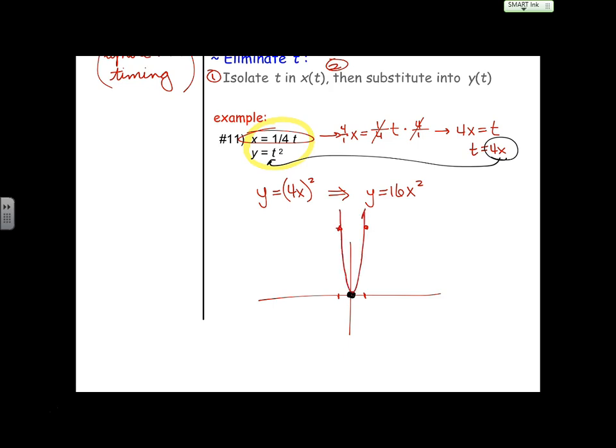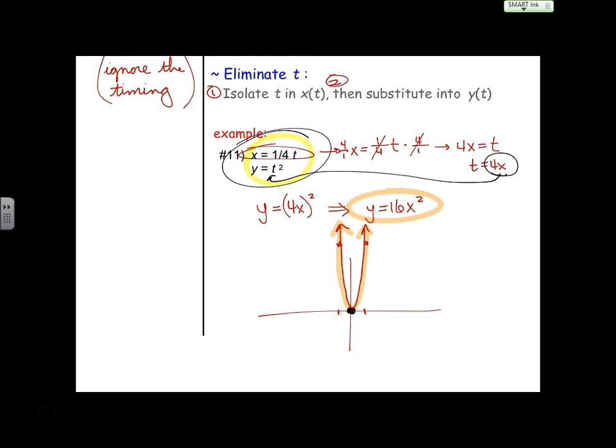Now question, kiddos, if we just stick to that rectangular, can we show the timing and the orientation? No. We can just show the path. If we want to know the timing and the orientation, what are we going to have to do? Go back to the parametric and figure it out. But it's a lot easier to graph y equals 16x squared than it is to graph x equals 1/4 t, y equals t squared. You know what I mean?